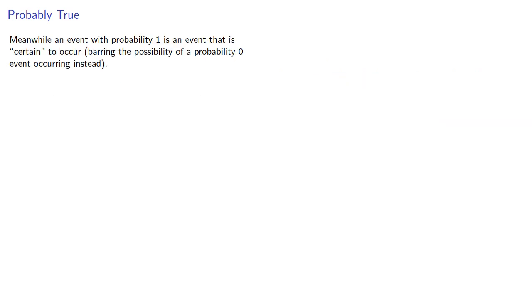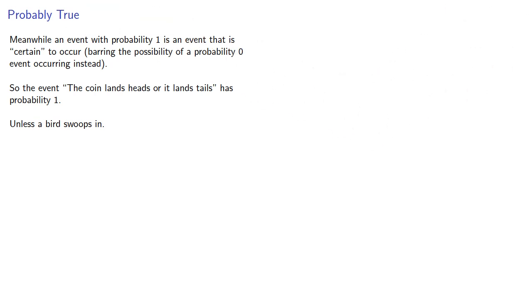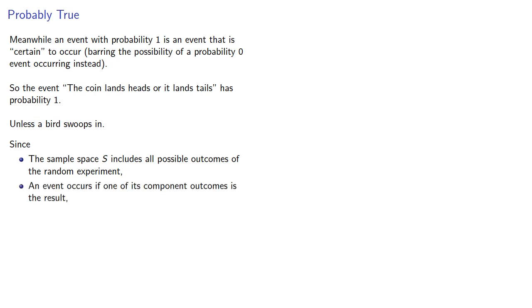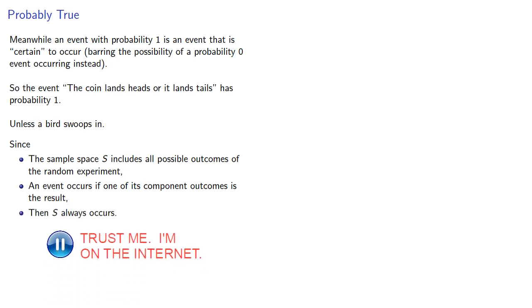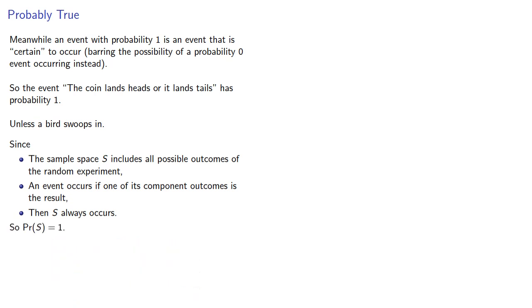Meanwhile, an event with probability 1 is an event that is certain to occur, barring the possibility of a probability 0 event occurring. So the event the coin lands heads or lands tails has probability 1, unless a bird swoops in. Now, since the sample space includes all possible outcomes of the random experiment, and an event occurs if one of its component outcomes is the result, then our sample space is an event that always occurs, and so we'll want the probability of the sample space to be 1.